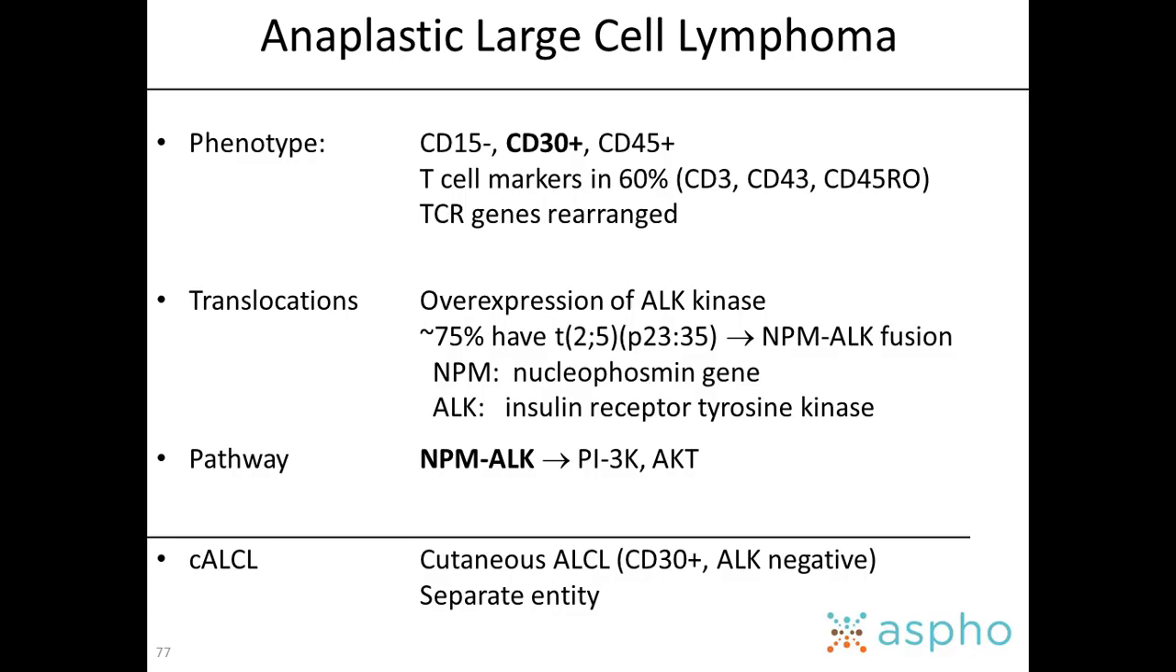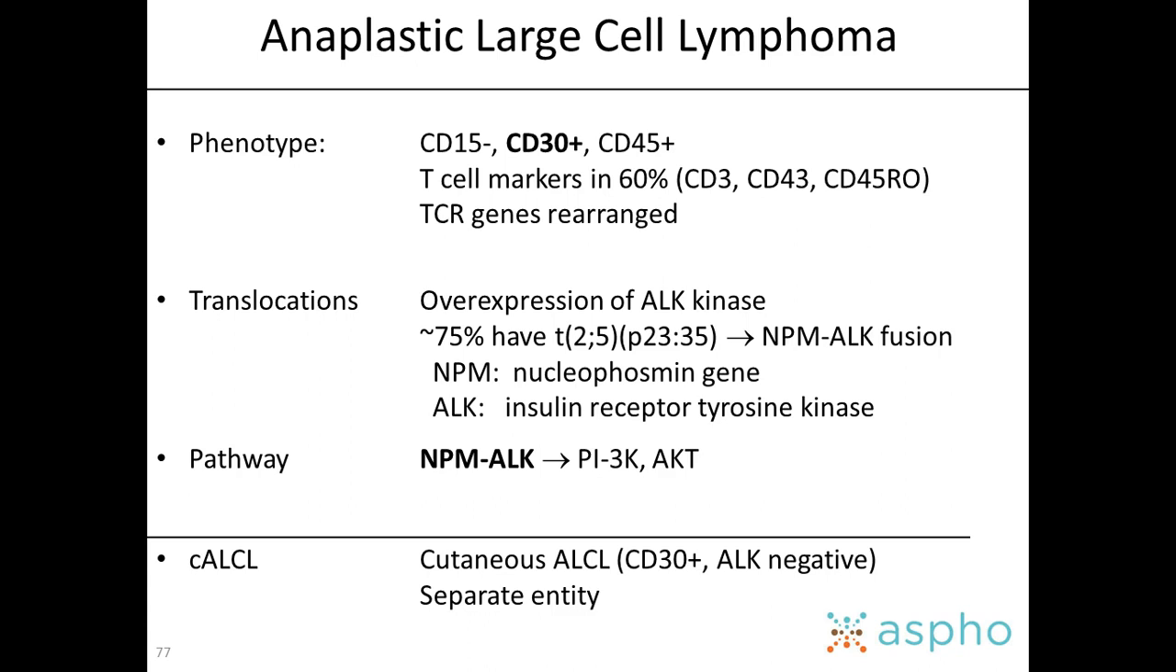These are a phenotype that are CD30 positive. They have T cell markers in most of them, but even when they don't express T cell markers on their surface, they all have T cell receptor gene rearrangement. So again, a marker of a mature T cell. The translocation to know is they overexpress the ALK kinase, about 75% of a T25 translocation, which is the nucleophosmin gene, and the ALK insulin receptor tyrosine kinase, and that activates the PI3 kinase and AKT3 downstream signaling pathway.